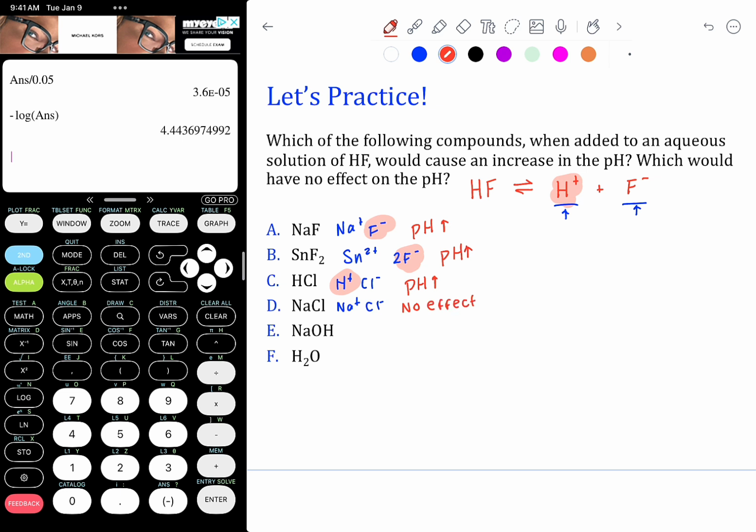Next we have NaOH, sodium hydroxide. So that's a Na plus and an OH minus. We have to remember that the OH is going to stay together. It's not like we're going to have an O and an H plus, okay, those won't separate. Hydroxide is one of our polyatomic ions, so it's going to stay together as OH minus. So it does not have an ion in common with H plus or F minus. So this would also have no effect.